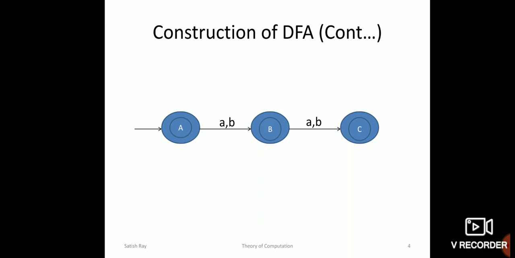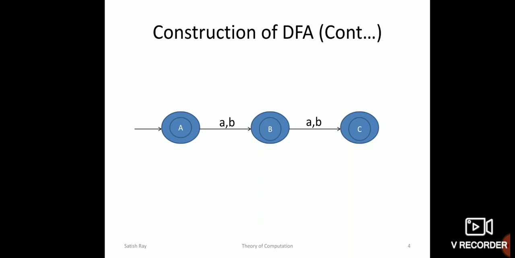So we are considering only state C as final, and we are checking for input string AA. From initial state A on input small a, the next state will be B. From state B on input small a, the next state will be C, and C is a final state. So our string of maximum length 2, that is AA, will be accepted.